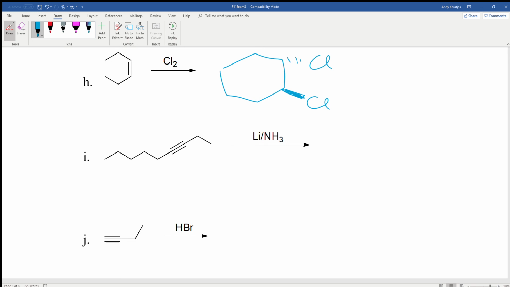Lithium and ammonia is our dissolving metal reduction. It's one of the two ways that we have for converting an alkyne to an alkene and stopping at that point. The dissolving metal reduction is one that gives us the trans alkene, and so that's what is reflected in our product, is conversion to the trans alkene.